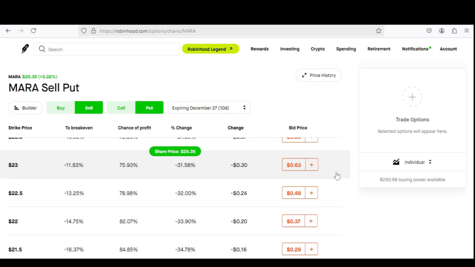So here's my take on selecting the right strike price in order to sell put options. You need to find a balance that works for you. Find a balance between your IV, your implied volatility, your chance of profit, and also your premium.